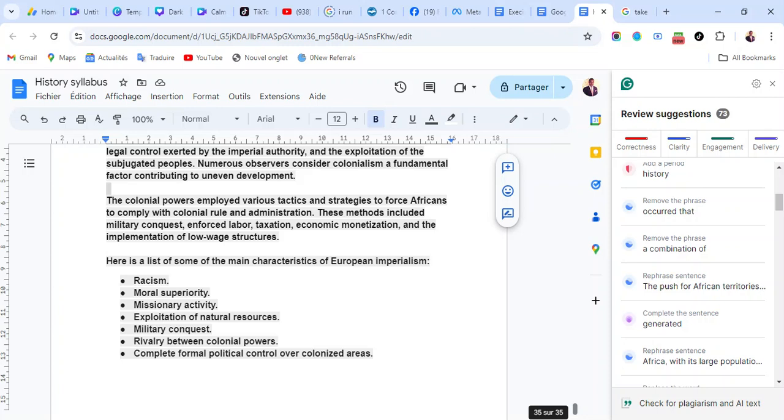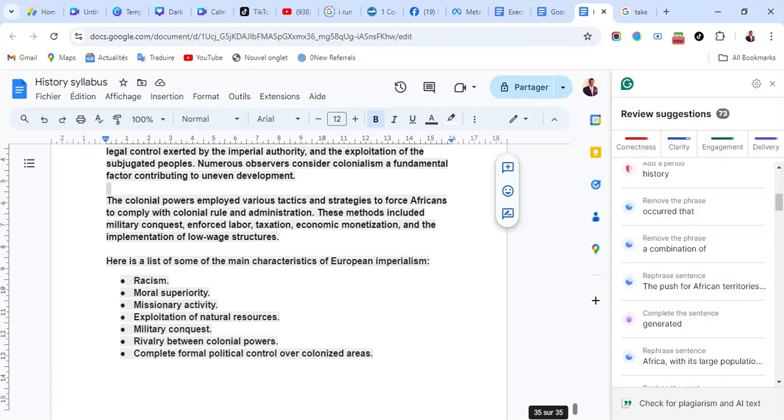The fourth point is exploitation of natural resources. Africa's resources were highly exploitable. The Europeans gathered a lot from the resources, which included gold, diamond, silver, copper, iron, and so many other things that they could extract from the soil and ship to Europe. So there was a lot of exploitation of natural resources. It can also be timber and many other things.